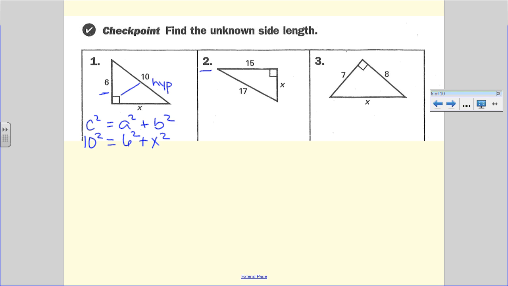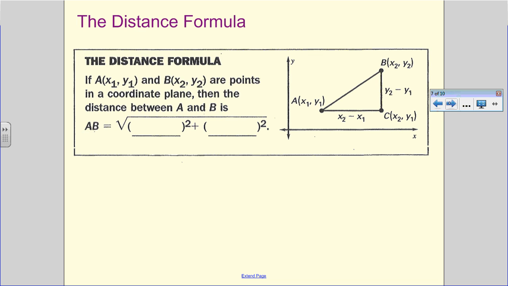I'm going to leave 2 and 3 for you to do on your own completely, ladies and gentlemen. And these will be to check in class on Monday.